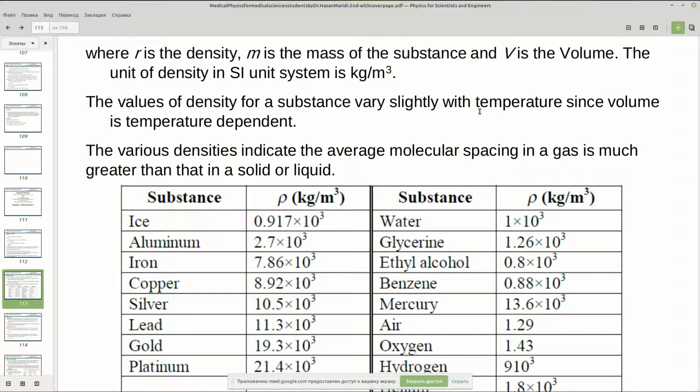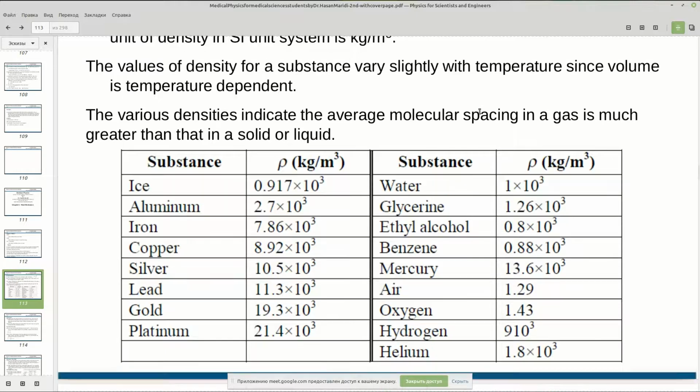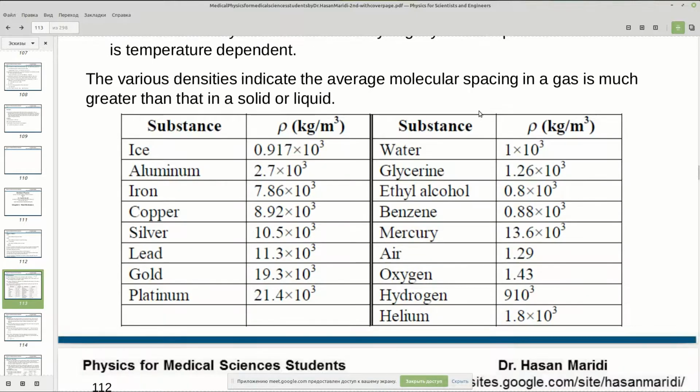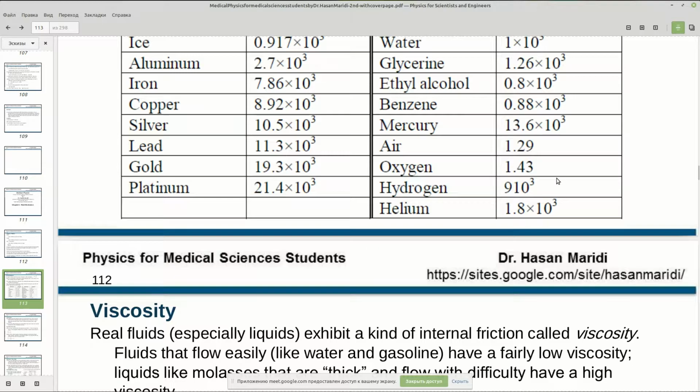The various densities indicate that the average molecular spacing in a gas is much greater than that in a solid or liquid. For a substance like ice, we have a density of 0.917, while for water we have 1 times 10 to the power of 3 kilograms per meter cubed.